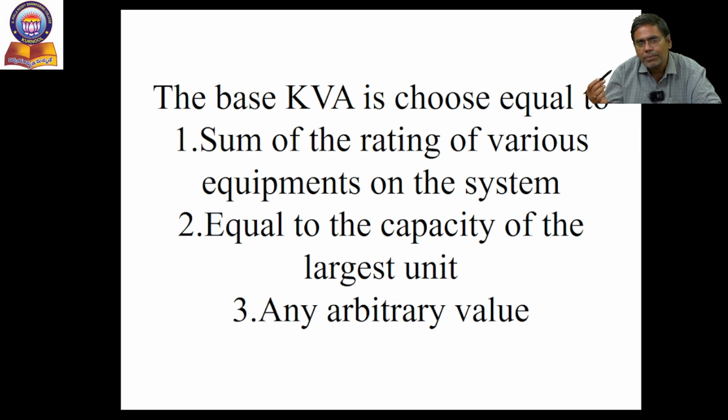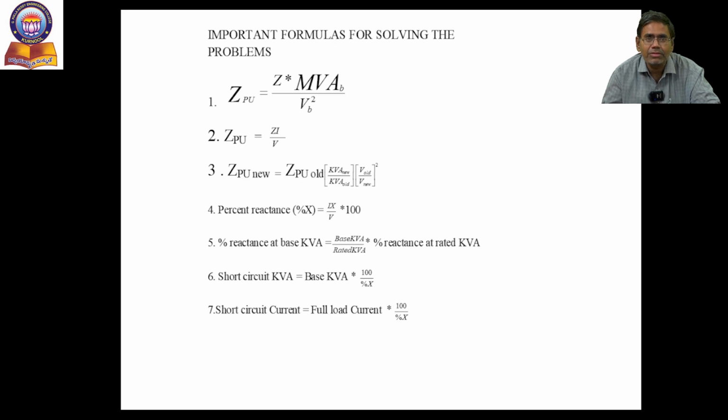How to select the base quantities? The base voltage and base current are selected as 1.0 per unit, but the base kVA is selected in such a way that there are three methods. One is the sum of the ratings of the various components of equipment. The second is the capacity of the largest element, or any arbitrary value like 100 MVA, 1000 MVA or 10 MVA. We can select any one of the methods for selection of base quantities.